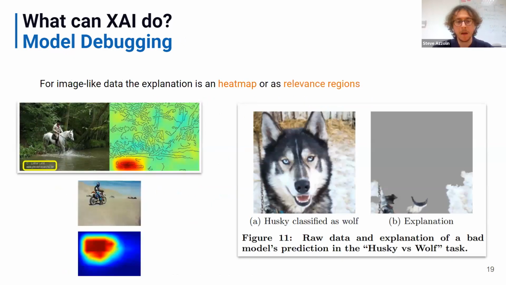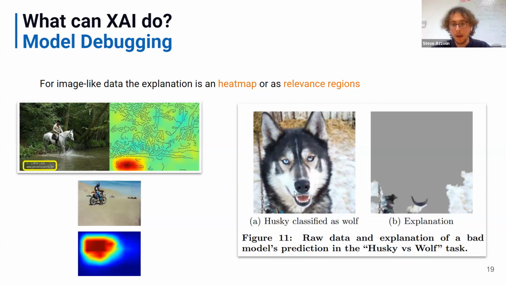For image-like data, those algorithms tend to give, as an explanation, typically either a heat map or a series of relevance regions. On the left, you probably recognize the picture from the first slide. And here, an explainability algorithm can indeed give you, as a heat map, the region where the model is focusing, which in this case is indeed the watermark. But they can also highlight correct regions.